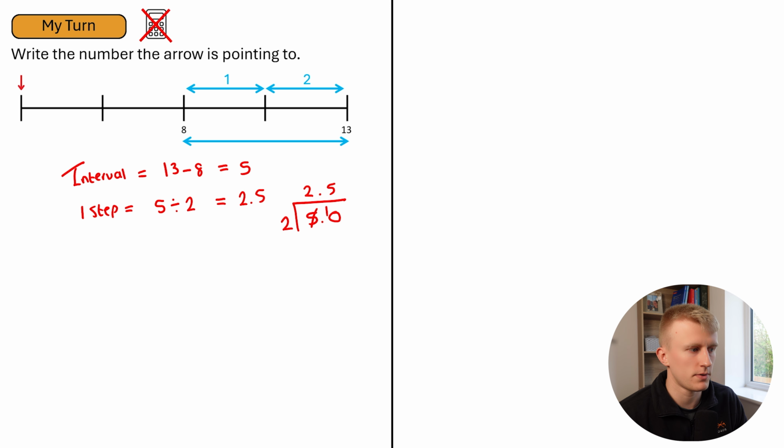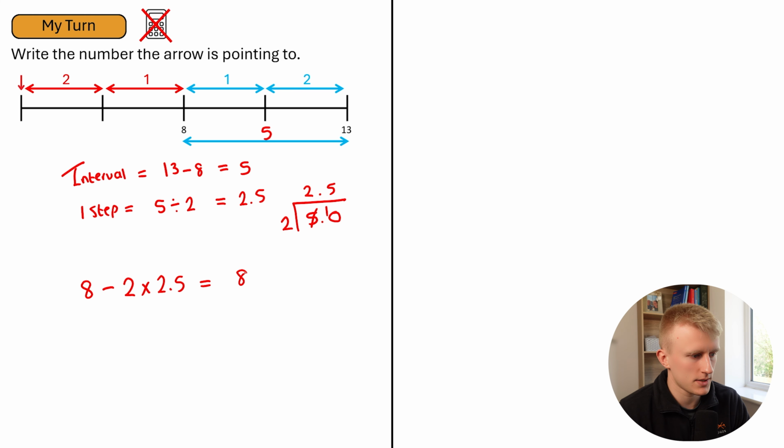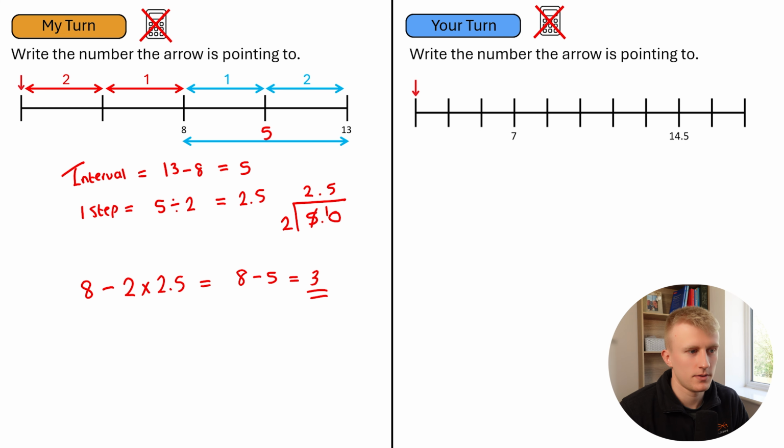Okay, so our arrow is before 8, so we want to count backwards in this case. We're going to go back 2 steps from 8. So we'll take 8, and we'll take away 2 steps of 2.5. So we'll do 8 subtract 5, which is equal to 3. Okay, pause the video and give this one a go.